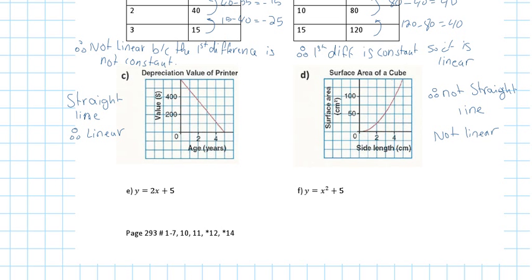Out of the two equations that you see in E and F, can you tell me which one might be linear? Or which one is linear, which one's not?